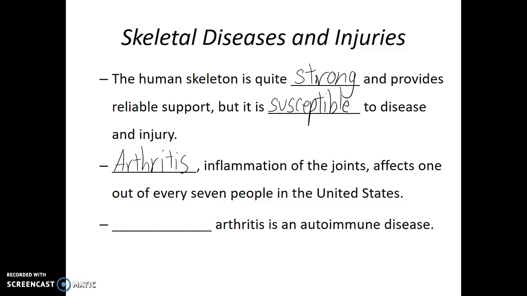Now, a specific type of arthritis, known as rheumatoid arthritis, is caused by an autoimmune disease in which the body's own immune system recognizes the cartilage at the end of the joints as being foreign and causing injury and inflammation to those joints. This can even affect people very early in life.